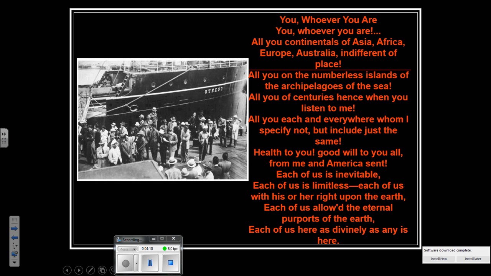Each of us is inevitable. Each of us is limitless. Each of us with his or her rights upon the earth. Each of us allowed the eternal purports of the earth. Each of us here as divinely as any is here.